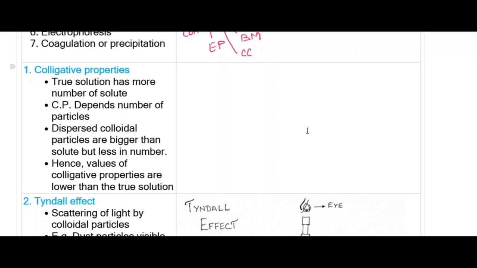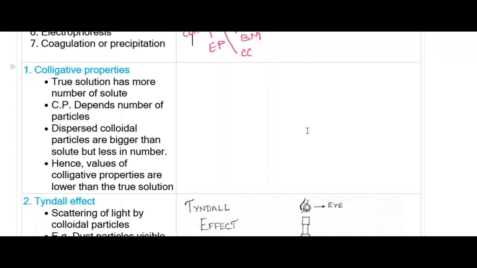For instance, let me consider boiling point. The boiling point of water gets elevated by adding a small amount of solute. When we increase the amount of solute, the elevation of boiling point also increases. So what are colligative properties? Elevation of boiling point, depression of freezing point, increase of osmotic pressure, and relative lowering of vapor pressure.